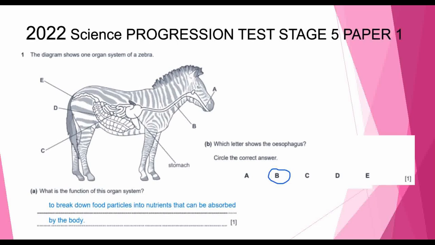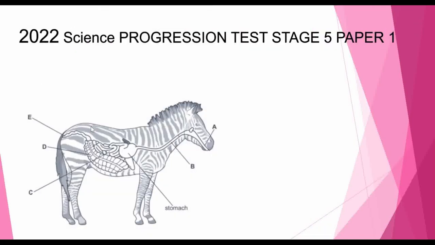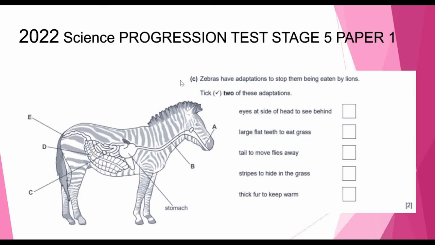Shall we move on? So this is still question 1c. 1a and 1b are done. Zebras have adaptations to stop them being eaten by lions. Tick two of these adaptations. Is it eyes at the side of the head to see behind, large flat teeth to eat grass, a tail to move flies away, stripes to hide in the grass, or thick fur to keep warm?